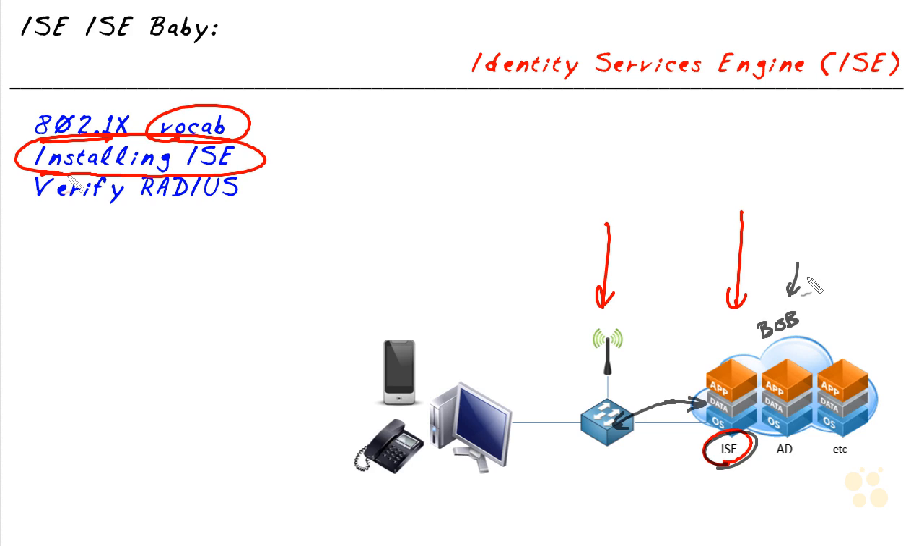ESXi host. We set up a local user account on the ICE server of Bob. We configured the switch and the ICE server to know about each other, including what password to use for RADIUS, and we verified that with the test aaa command.